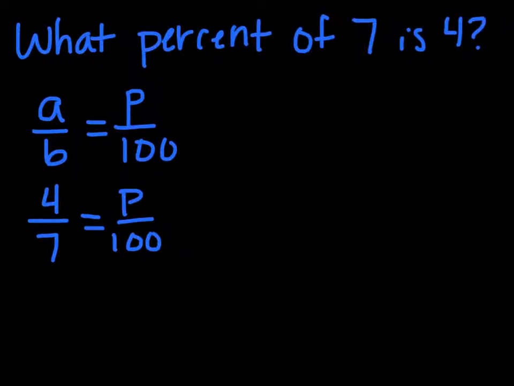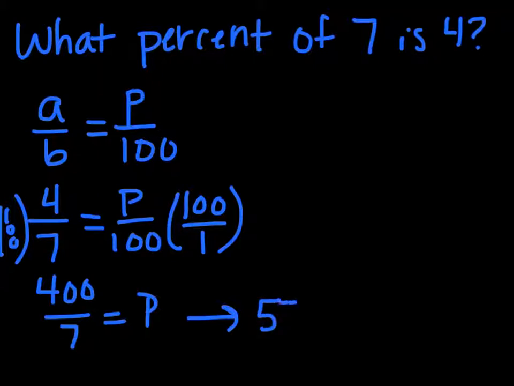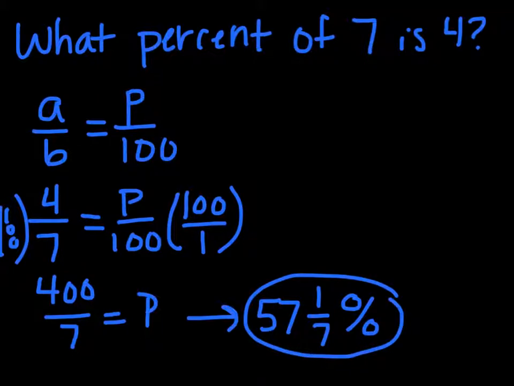Now we multiply each side by 100 to get rid of that 100 over here. There's no room, sorry. You get the idea. We end up with 400 over 7 being equal to our percent. When we change that to a mixed number, we get 57 and 1/7. So 4 is 57 and 1/7% of 7.